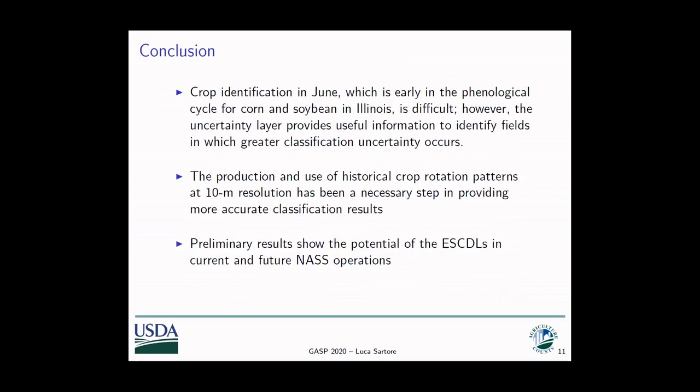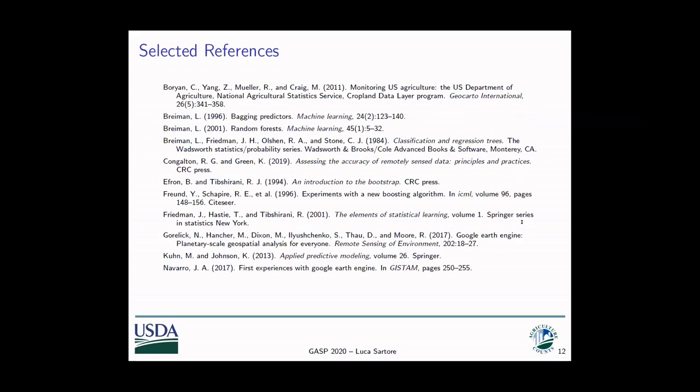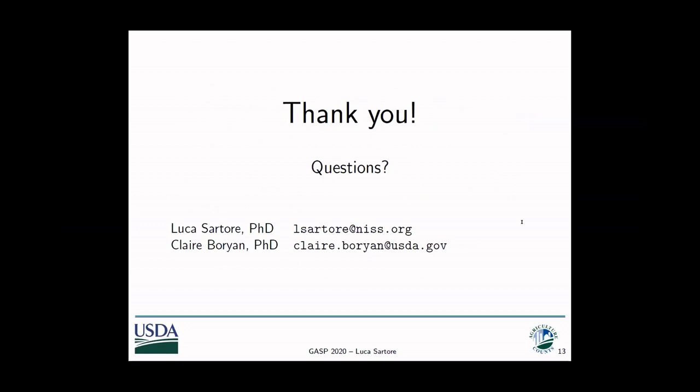In conclusion, identification in June is difficult because we miss part of the phenological cycle where there is the best information to discriminate between corn and soybean fields or other fields that have been planted with different crops. However, because we can leverage this uncertainty layer, we can also identify areas that have more problems in the classification. We noticed that producing historical crop rotation patterns at 10 meters, using the full resolution with the end of year data to provide the information as covariates, allows us to improve our classification results. The preliminary results show the potential of these early classification maps for current and future NASS operations. Some references are on the next slides, and then I have my contact information. Thank you. If you have any questions, please reach out.